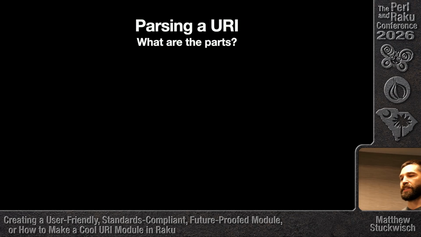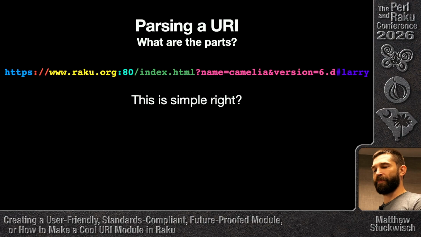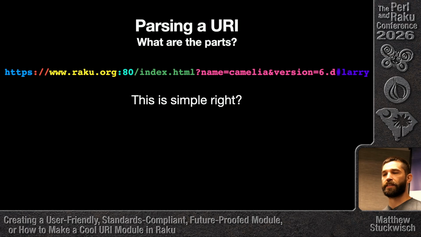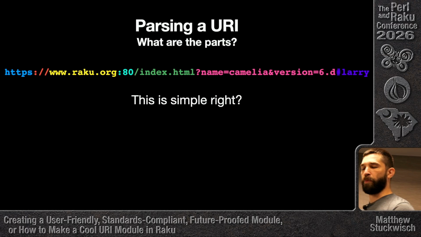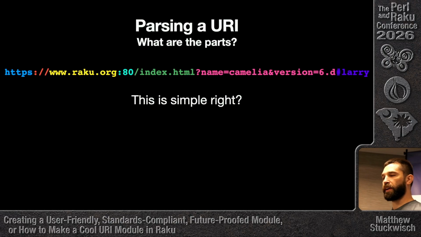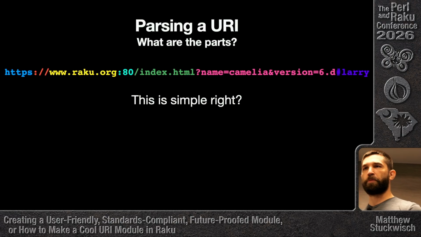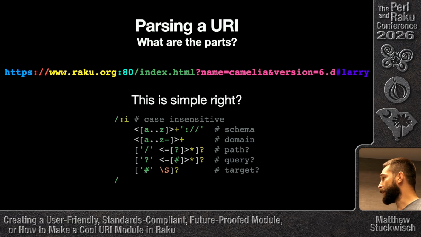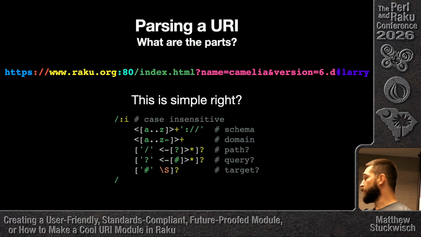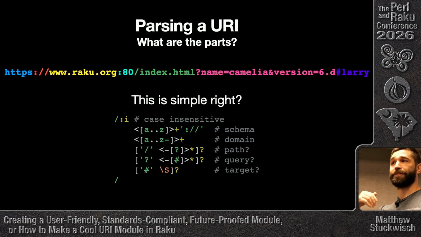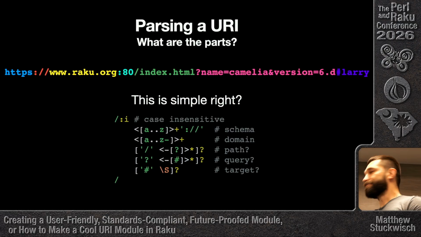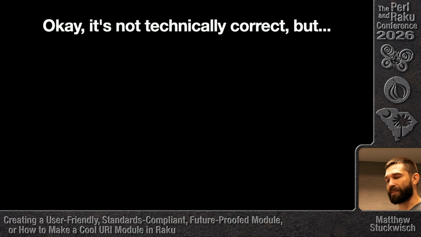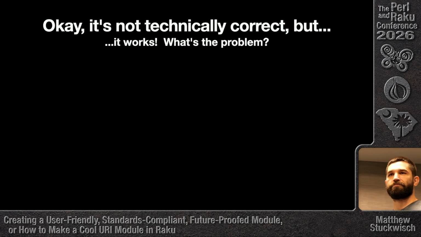But now we're going to talk about parsing a URI, right? What are the different parts of one? Well, here we've got one, right? You got the HTTPS, right? Then you got this server name, a port, page, a query, a fragment. Should be pretty simple, right? Okay, and we could maybe do this, right? Schema, domain, path, query, target. Super easy. Okay, it's not technically correct, but I mean, it works.